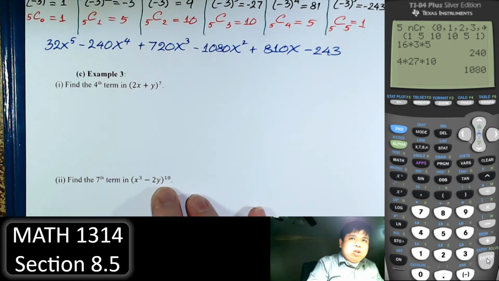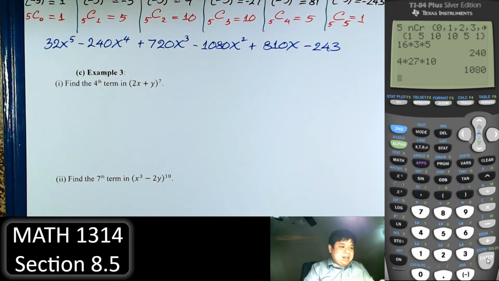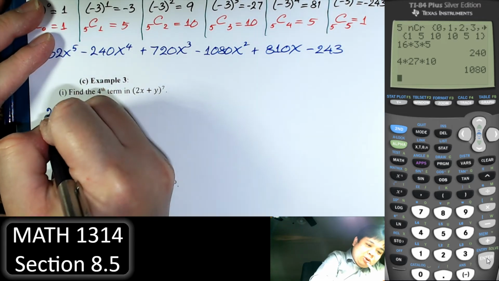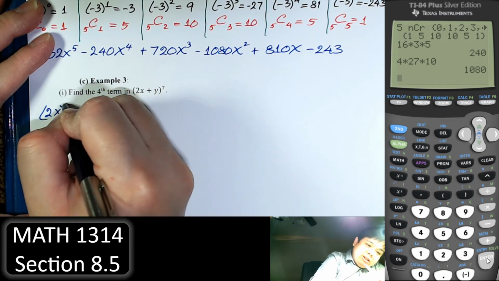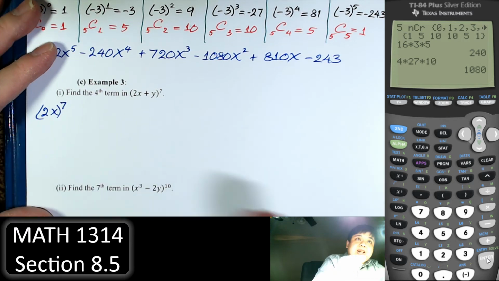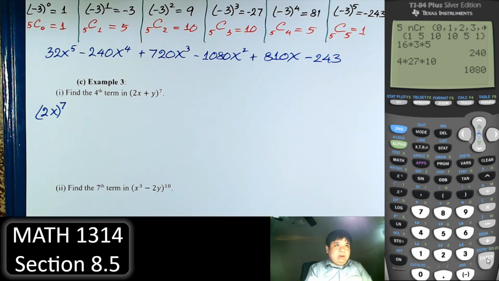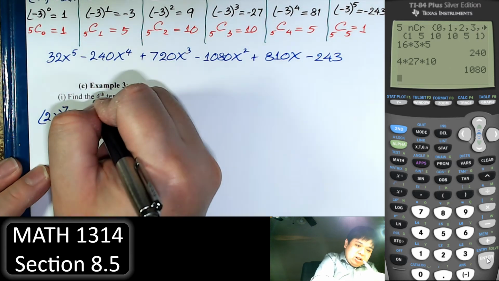But what if we just want a particular term? Well, that's easy. Again, it's always 2x starting from n, the first term, start from n and go down to 0. But this time we want the fourth term, right?